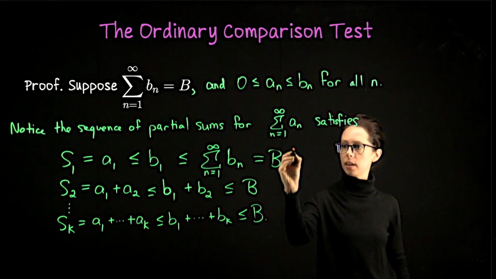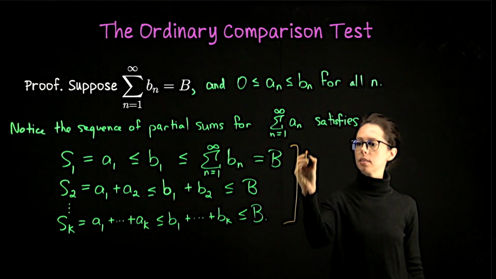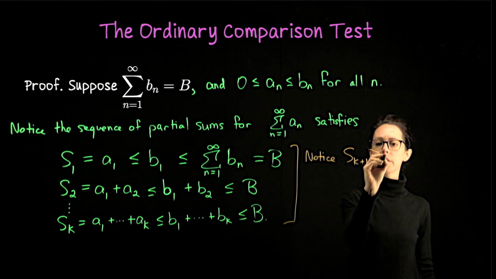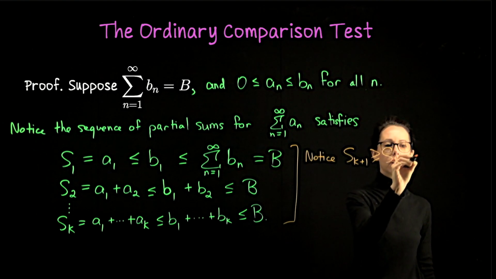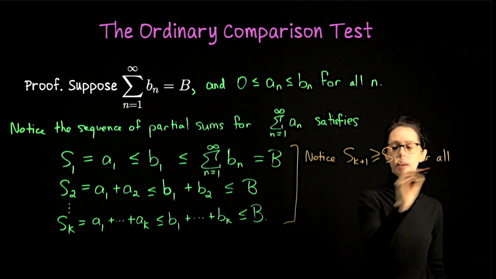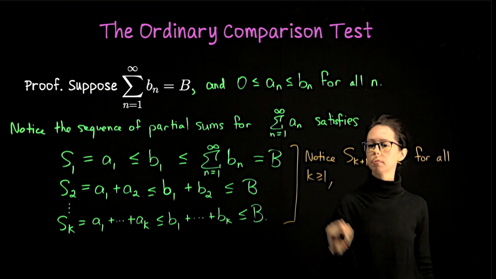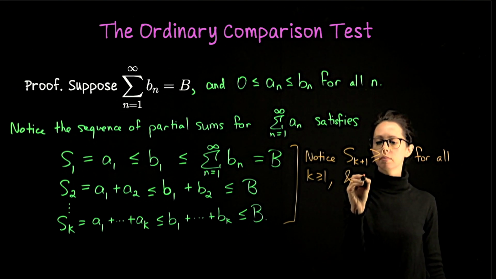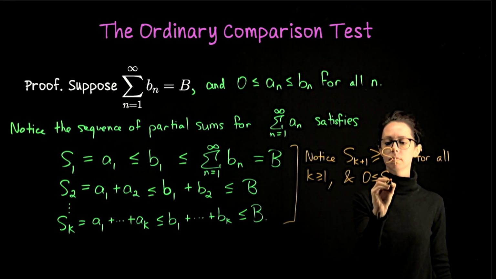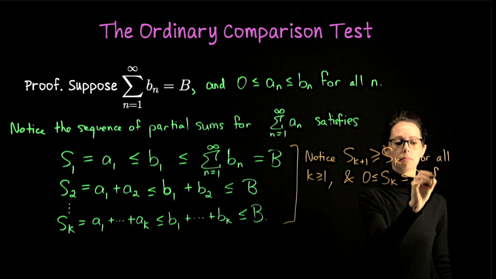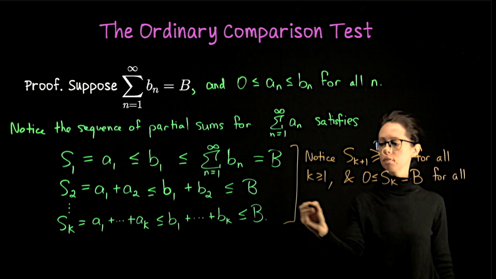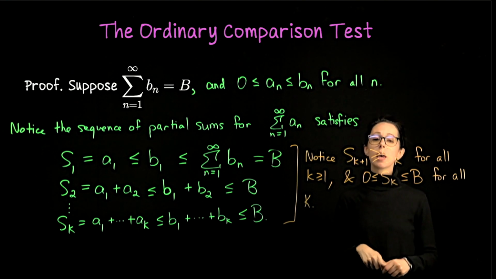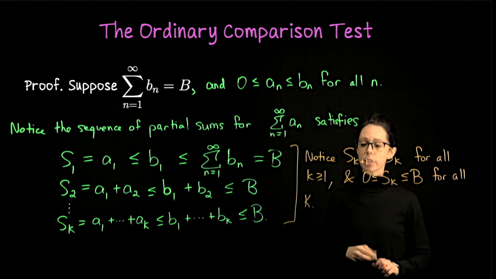So let me do that over here. Notice s sub k plus 1 is greater than or equal to s sub k for all k. And all partial sums are bounded above by B. So we have a monotone increasing and bounded sequence. By the monotone convergence theorem, we know it converges.